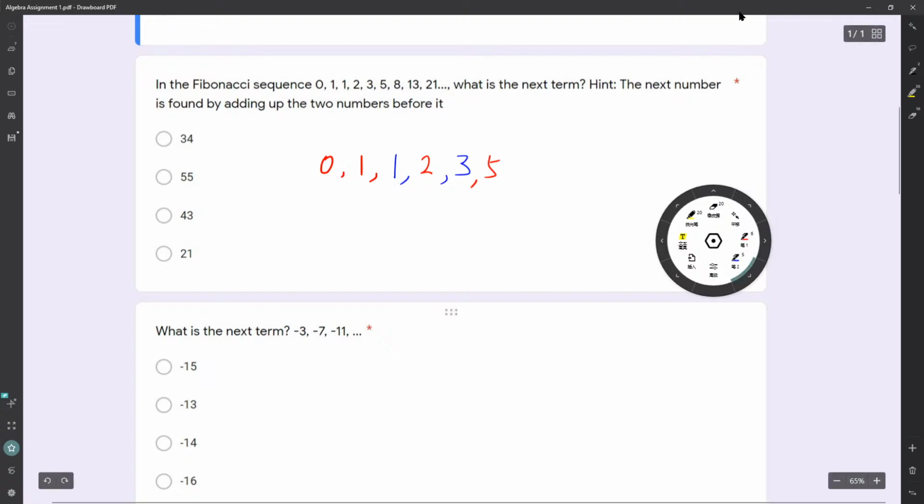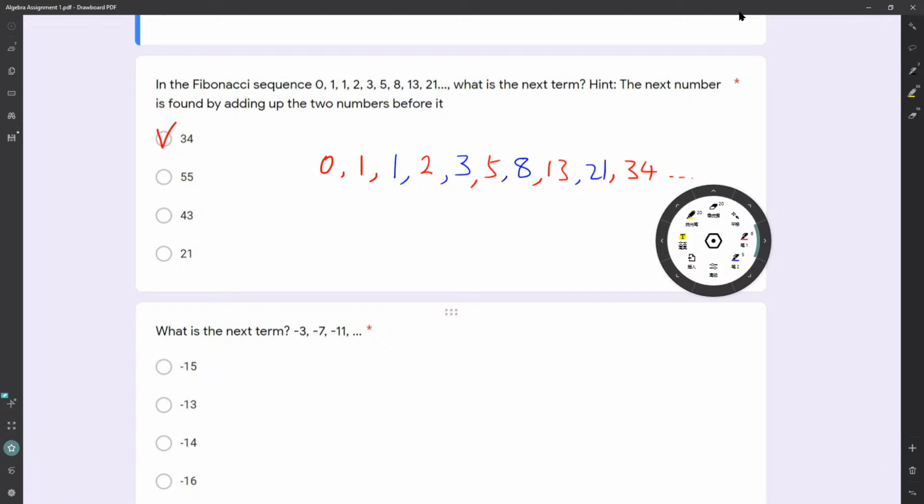We can predict based on this that the next one is going to be 8, the next one 13, and the next one is 8 plus 13, which is 21. And the next is going to be 13 plus 21, that's going to be 34. So the next term is going to be 34. This is just a training on using the pattern to make predictions about a sequence.